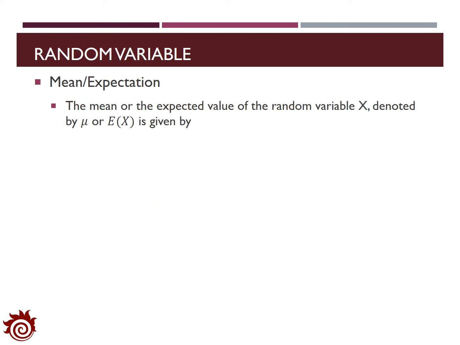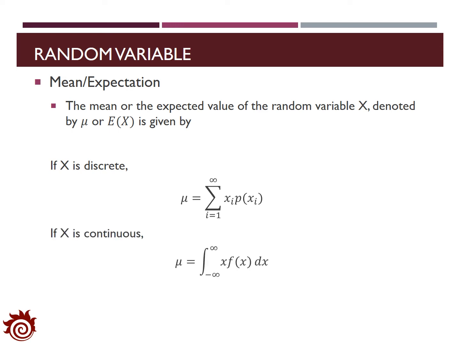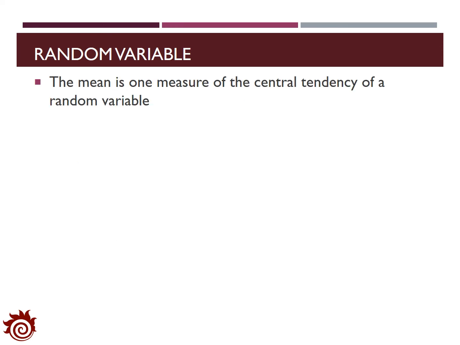There are some features of a random variable we have to define. The first one is the mean or expectation, where we are trying to find the expected value of a random variable. It's usually denoted by mu or E[X]. If x is a discrete random variable, we will use the sum operation to identify the expected value. If x is continuous, we will use integration to estimate the expected value. The mean is one measurement to identify the central tendency of the random variable.